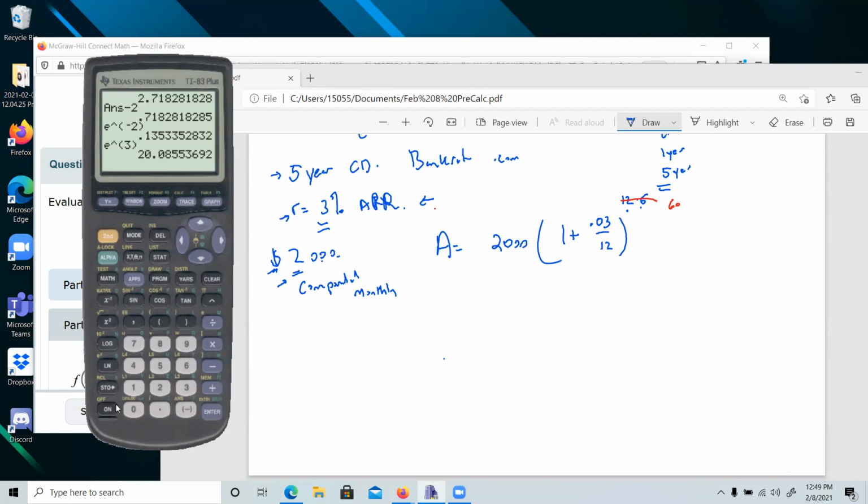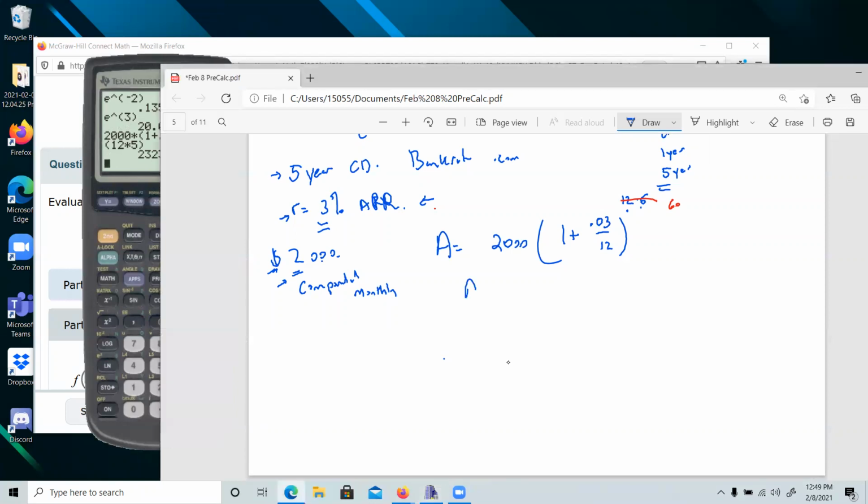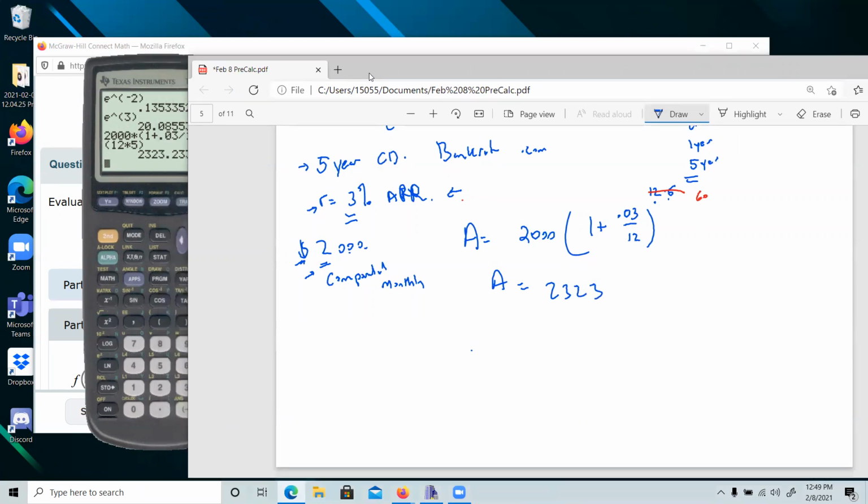Okay. So we're going to have 2,000 times parentheses 1 plus 0.03 divided by 12. Okay. Caret raised to the, I'll say 60, but I'll just do 12 times 5 here, just to emphasize the fact that when you put this caret in there for the raised to, you got to make it a parentheses unless it's a single number. Okay. And our answer, 2323.23.